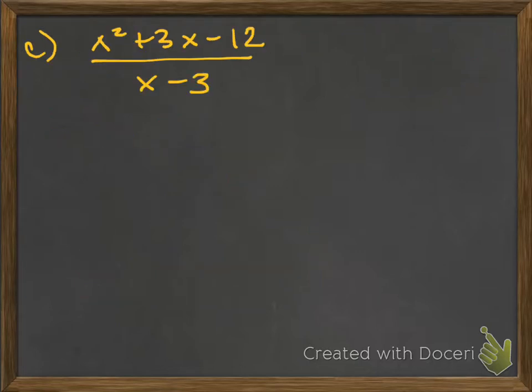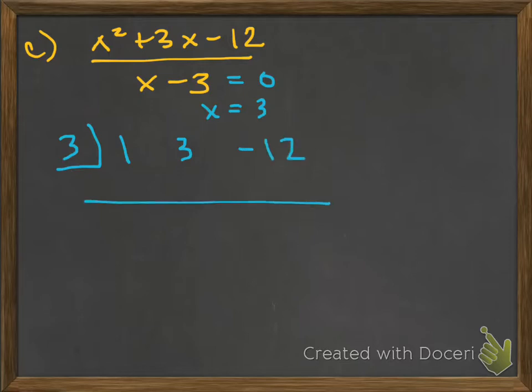So last problem. Okay, so I have my x minus 3, I set equal to 0. So we got a positive 3, so we're doing synthetic with a positive 3. I have 1x squared, and I have 3x, and I have a negative 12. So I drop my 1. 3 times 1 is 3. 3 plus 3 is 6. 3 times 6 is 18. Negative 12 plus 18 is 6.